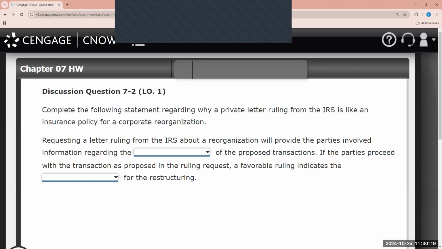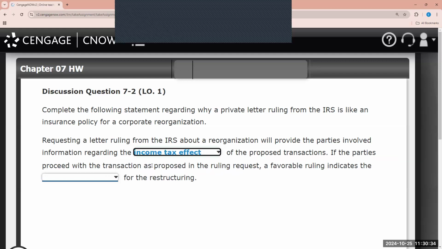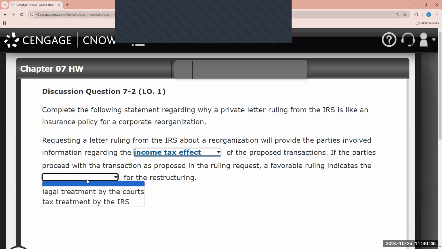So here we see requesting a letter ruling from the IRS about a reorganization will provide the parties involved with information regarding not the legal effect. We want to know, are we going to owe Uncle Sam anything? And this is on behalf of the corporation and the shareholder. So the income tax effect of the proposed transactions, if the parties proceed with the transaction as proposed in the ruling request, a favorable ruling indicates the tax treatment by the IRS.